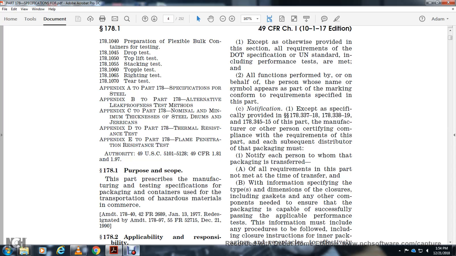Notification. Except as specified in 178.337-18, 178.338-19, and 178.345-15, the manufacturer or other person certifying compliance with the requirements of this part must notify. Each subsequent distributor of the packaging must notify each person to whom the packaging is transferred of all of the requirements of this part not met at the time of transfer.